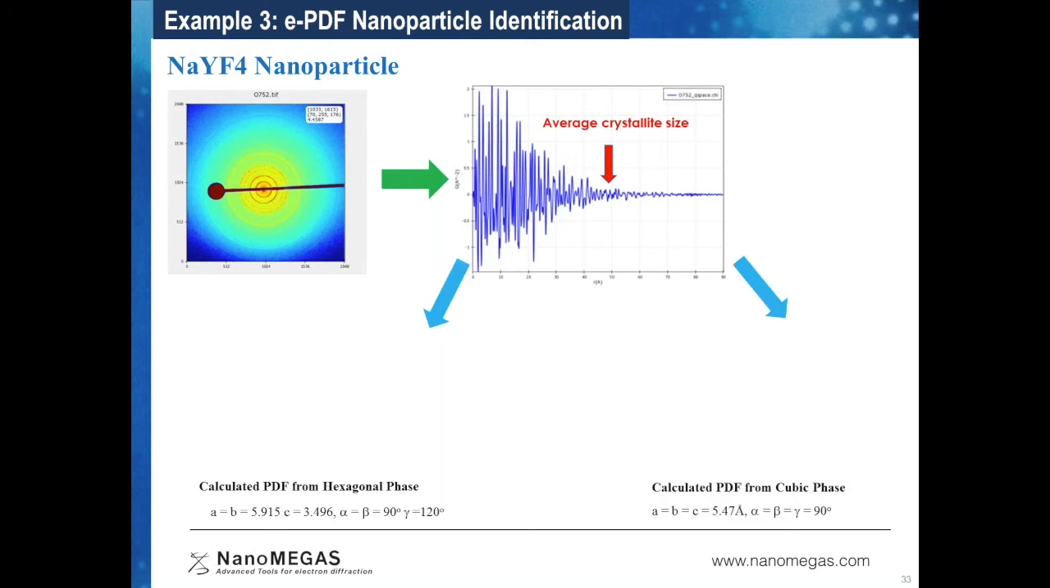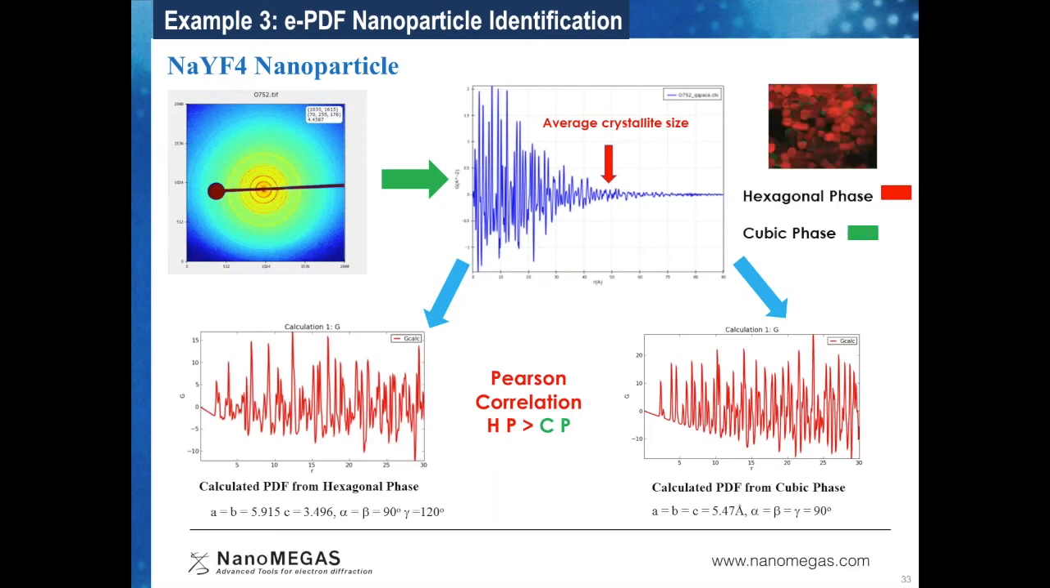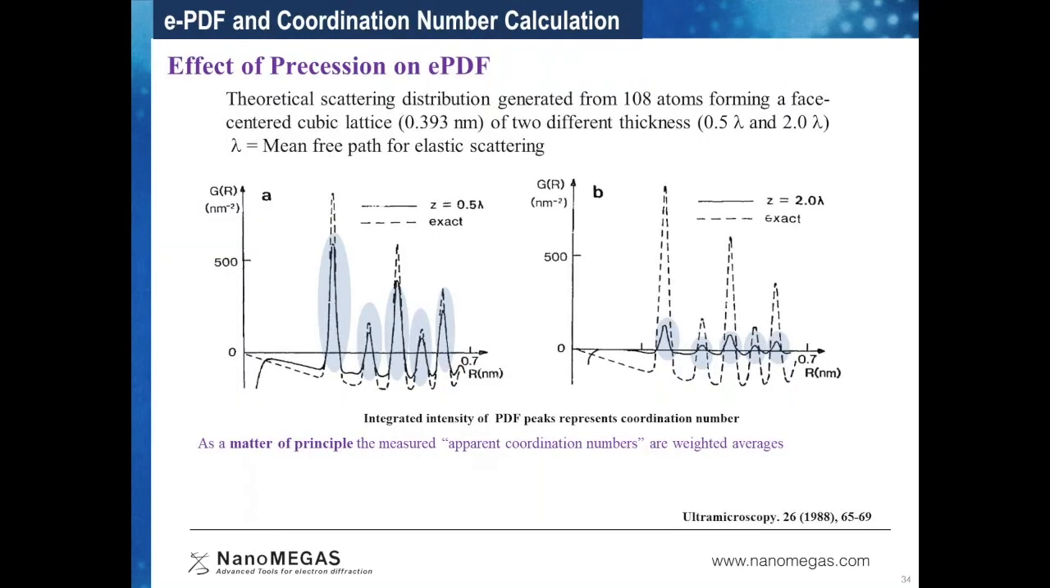For sodium yttrium fluorides, actually there are two different phases. One is a cubic phase and the other one is a hexagonal phase. For both phases, theoretical PDF was calculated and compared with the experimental PDF by Pearson correlations. And we have seen the Pearson correlation for the hexagonal phase is much higher than the cubic phase. This result was also confirmed independently by ASTAR phase mapping in TEM.